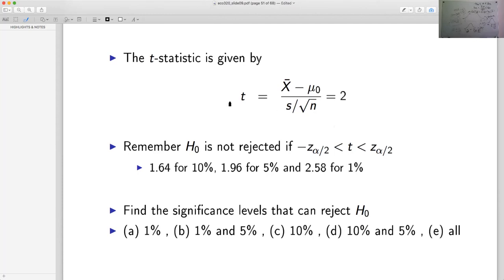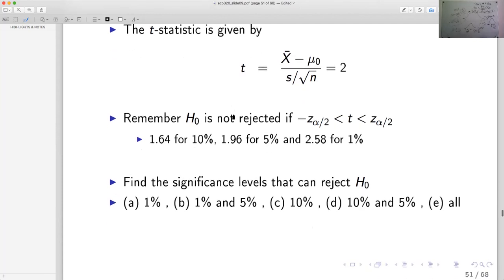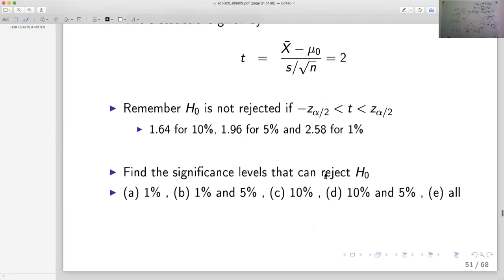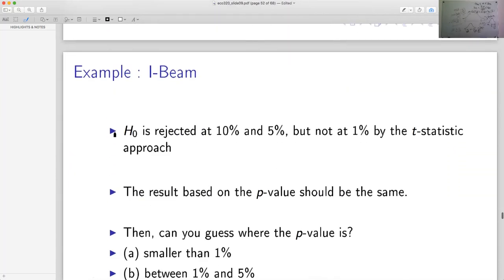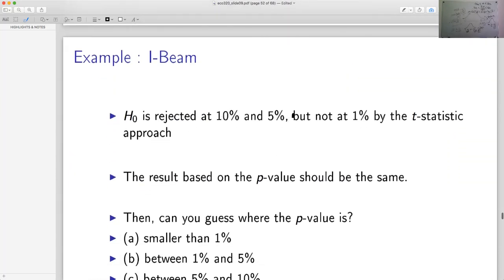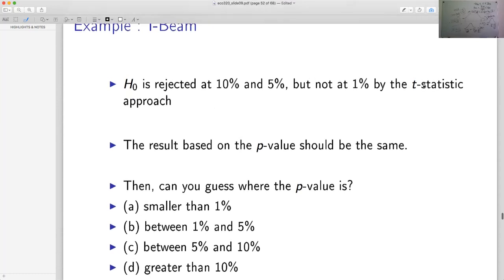I used the second method, but you can use the first or third method as well. Whichever is fine. So you can reject at 5 and 10%. 5% implies 10%, so technically you don't have to say it, but the null hypothesis is rejected at 10 and 5, not 1%, by the statistical approach.